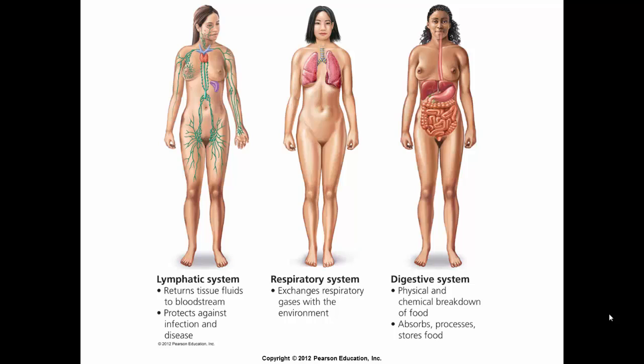Respiratory system is going to exchange respiratory gases with the environment. It's going to bring in oxygen to bind to hemoglobin to be carried to the cells and tissues of the body, as well as exhale the carbon dioxide produced as a byproduct of cellular respiration to the external environment. Digestive system is both the mechanical and chemical breakdown of food, and it serves to absorb, process, and also store our food.